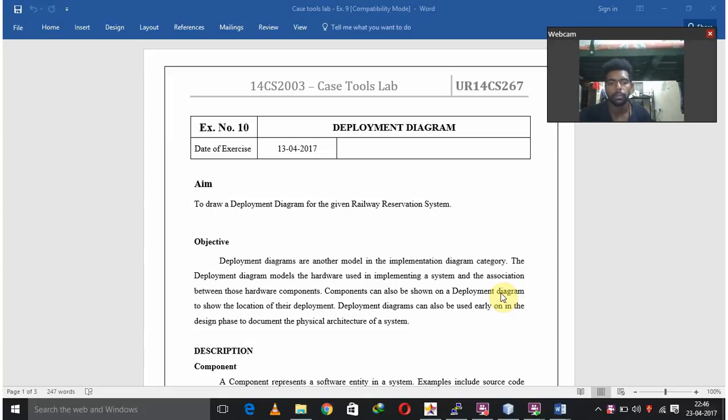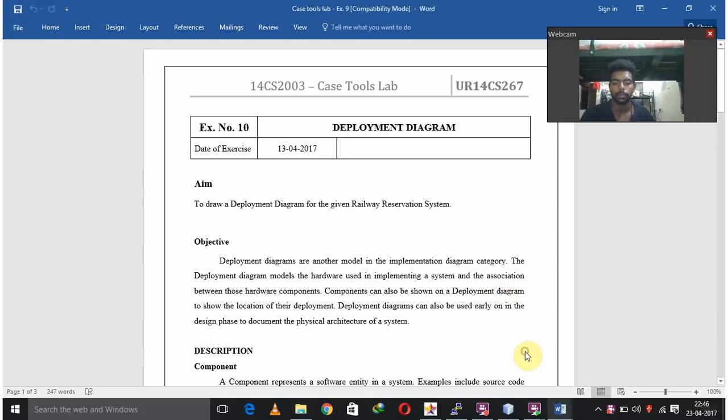A deployment diagram is another model of the implementation diagram category. The deployment diagram models the hardware used in implementing a system and the association between those hardware components. Components can also be shown on a deployment diagram to show the location of the deployment. Deployment diagrams can also be used early on in the design phase to document the physical architecture of a system.